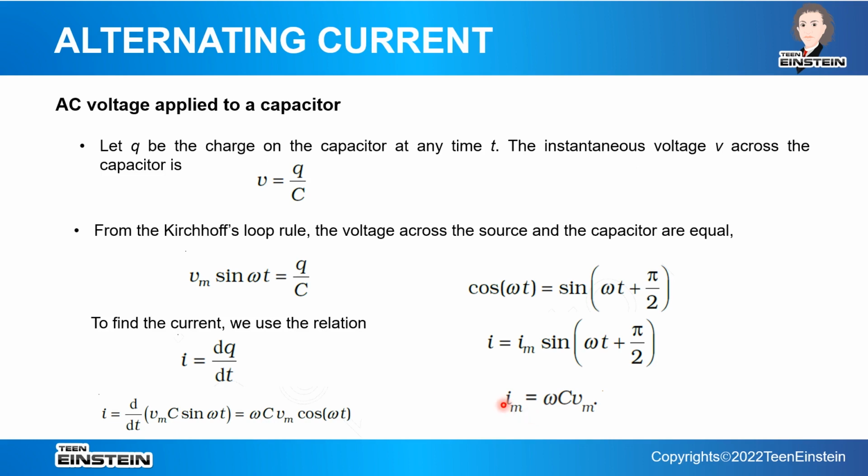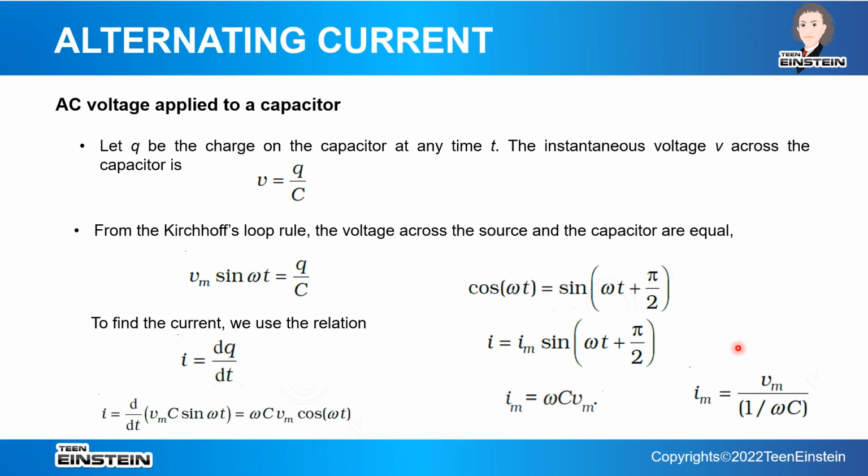If you have a sine wave, then you will have an amplitude and a phase. The phase is omega t, and the amplitude is this. So the amplitude of current is given by Im equal to omega C Vm. If you substitute both of these quantities into this equation, you get I equal to Im sin of omega t plus pi by 2. This is the current in the circuit at a particular instant of time.